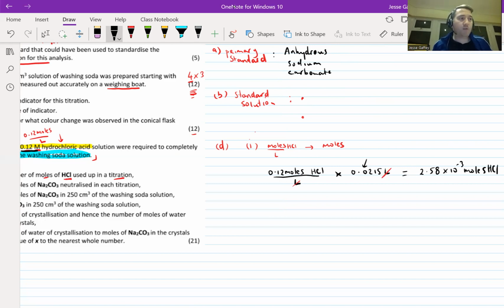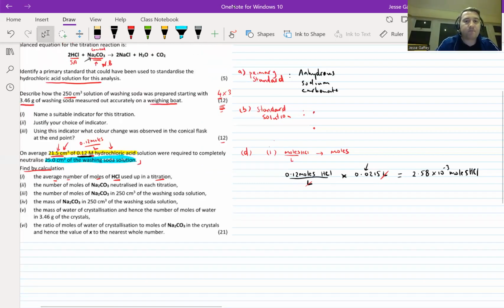Okay, so well done if you got that right, and that's the same as what I told you earlier on, 0.00258. That's what I said the answer would be. That's the same thing, 2.58 times 10 to the minus 3. All right, so well done. That's part 1 done. We found out how many moles of HCl are used in each titration.